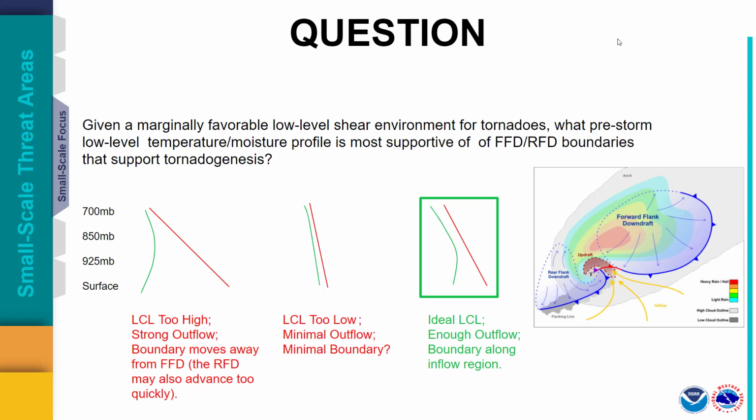The right example might be more ideal for producing enough forward flank downdraft cooler outflow to support the scenario shown by the supercell model image, and enough of a rear flank downdraft boundary to wrap around and bring the vortex to the surface. You can probably get a sense here as to why tornadoes are so rare. Everything has to come together just right, especially for getting a stronger, longer-lived tornado.